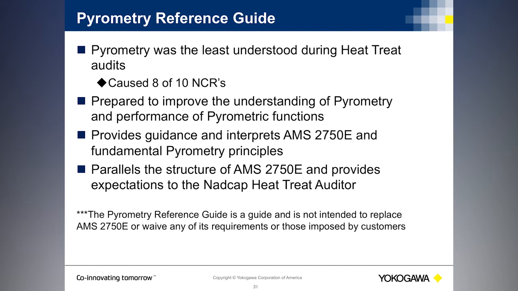The one thing you do have to realize is that the pyrometry reference is only a guide and is not intended to replace AMS 2750 or waive any of the requirements. If there's an interpretation issue that you may not agree with, and the Pyrometry Reference Guide might be in conflict with it, it's best to step back and give a call to the staff engineers with PRI and get a definite interpretation. If that doesn't work, then you can always contact AMEC for clarification on the intent of the specification.